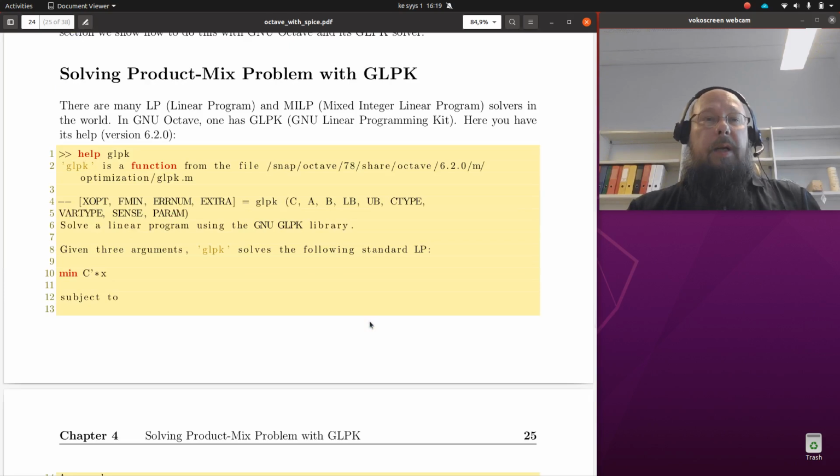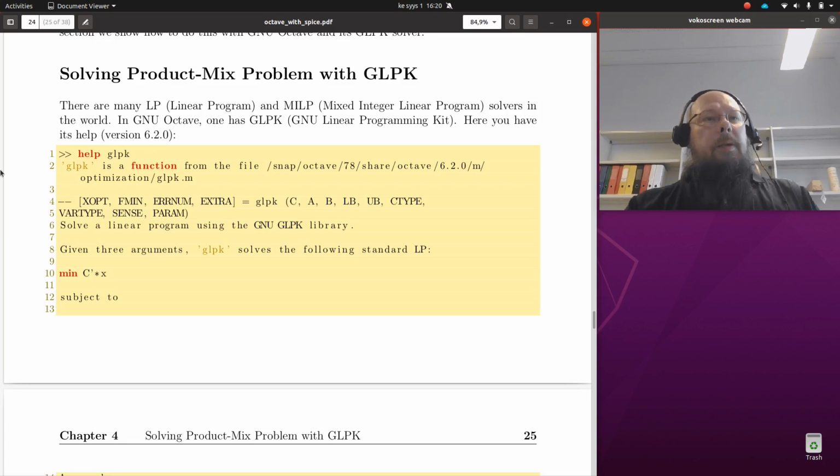Octave has a GLPK function, GNU Linear Programming Kit, and that's how you can solve LPs, linear programs, what we have here, and also so-called MILPs, mixed integer linear programs. You don't have to worry about what those are. I think in this course we mostly don't have them at all.